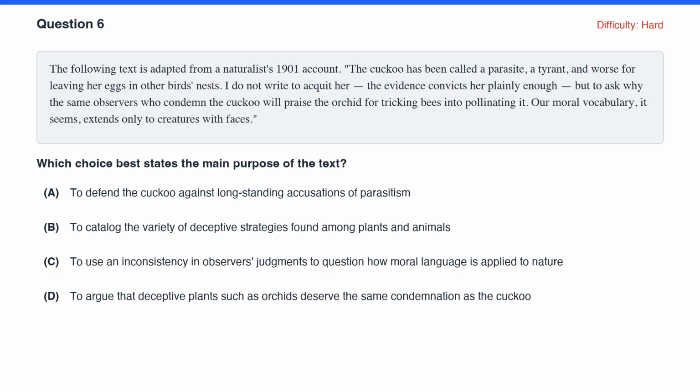Main purpose questions ask what the whole text is doing, not just one detail. The naturalist flatly says he does not write to acquit the cuckoo. Instead, he asks why those same observers who condemn the bird will praise the orchid for the very same trick.